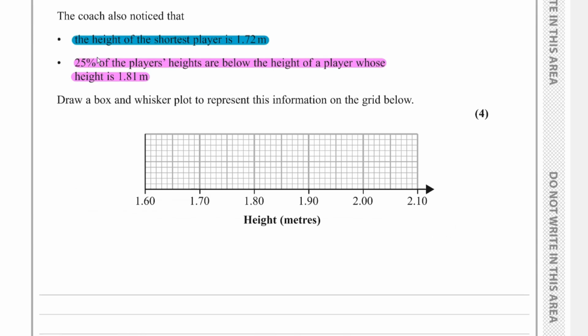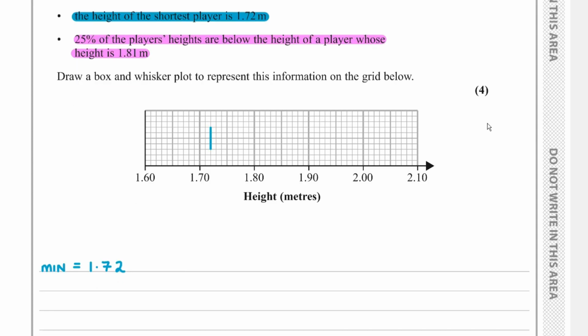To begin with, if we know that the height of the shortest player is 1.72 metres, that means the minimum value is 1.72. And if we show this on the box and whisker plot, we have 1.72 shown here. If we know 25% of the players' heights are below the height of a player whose height is 1.81 metres, that means the lower quartile is equal to 1.81. And if we show this on the box and whisker plot, we have the lower quartile equaling 1.81.